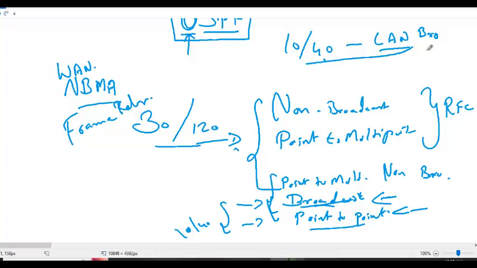Our main focus was to know the difference in timers. In a LAN environment, it is 10 and 40. In WAN environment, it is 30 and 120. Only this much you need to know now. The other things, if you have questions, don't worry. We'll go there. We can discuss on those NBMA types later.